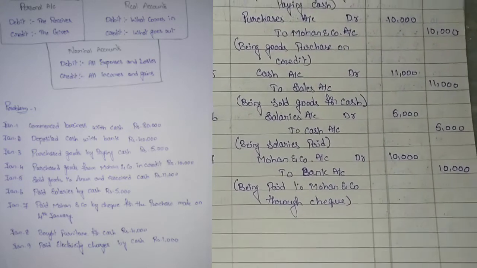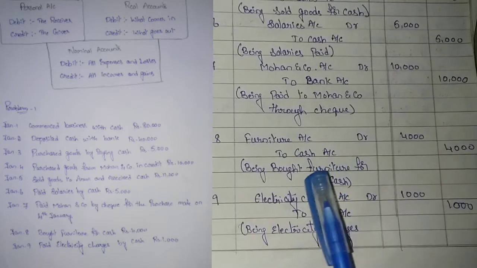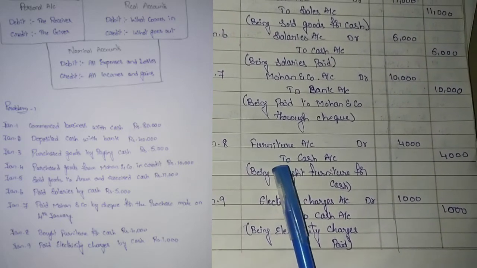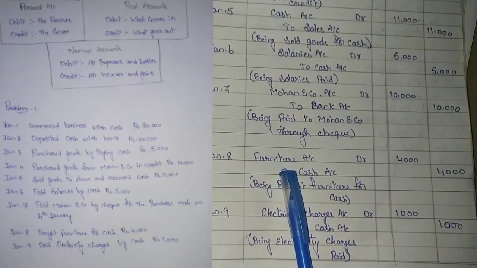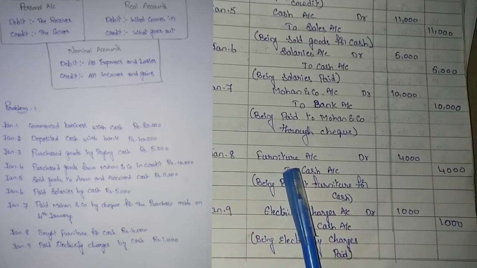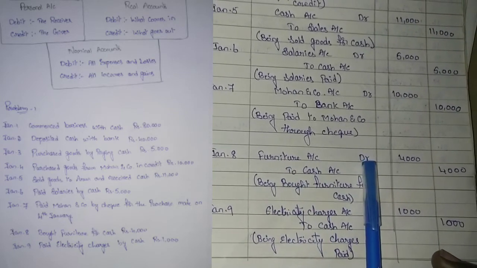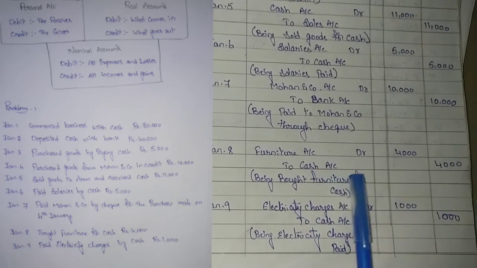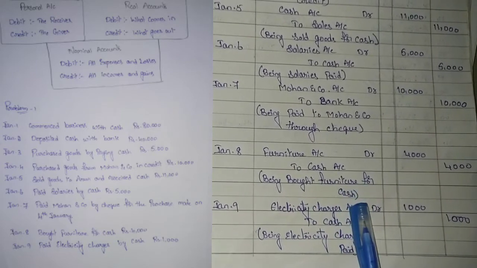So the next transaction is on January 8th. We bought furniture by paying cash. So it will come under the real account, because furniture is an asset. The real account rule is debit what comes in, credit what goes out. Furniture is coming into the organization, so furniture account debitor. And what is going outside is cash, which we are paying for purchasing furniture, and the amount is 4,000. And the narration being bought furniture for cash.